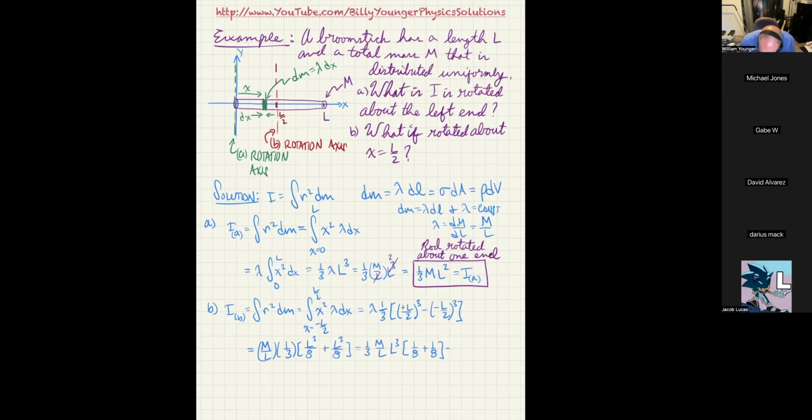So we get 1/12 ml squared is I for part B.